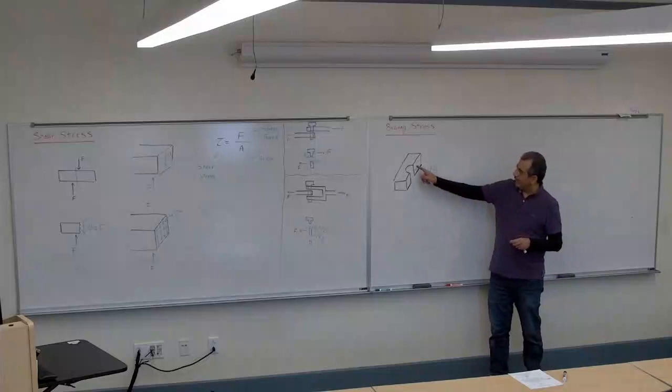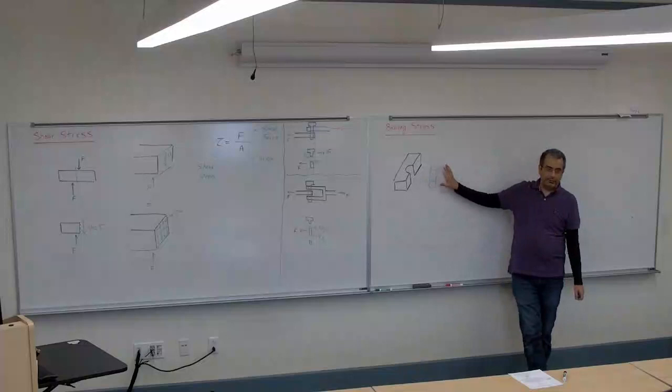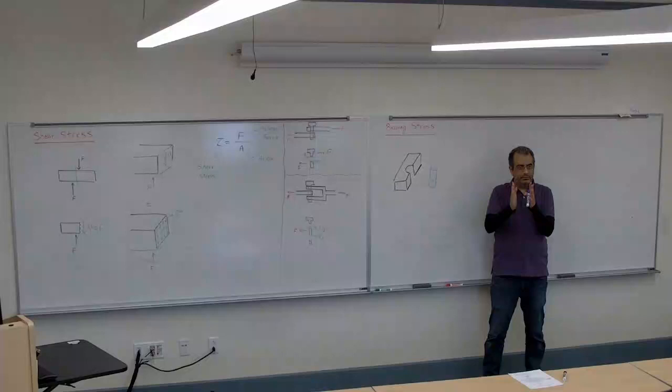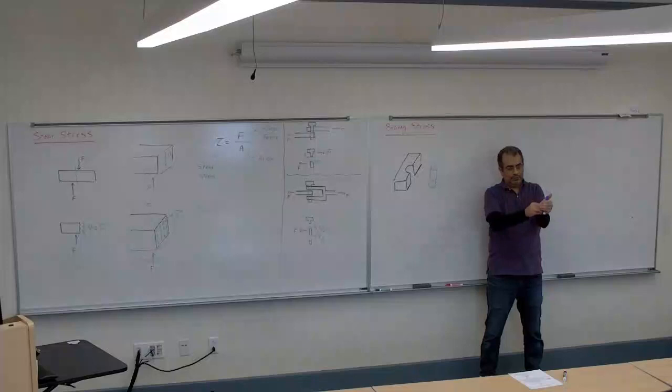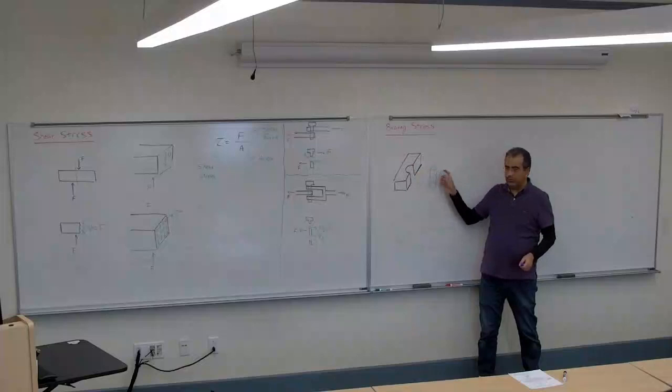Assume I have a hole, and then I have a bolt or any knob, and I push that object into that hole. So assume this is my hand and this is the object here, it goes there and I push it there. What's the stress between these two surfaces? What's the stress between the inside of the hole and the outside of that cylinder? That's called the bearing stress.